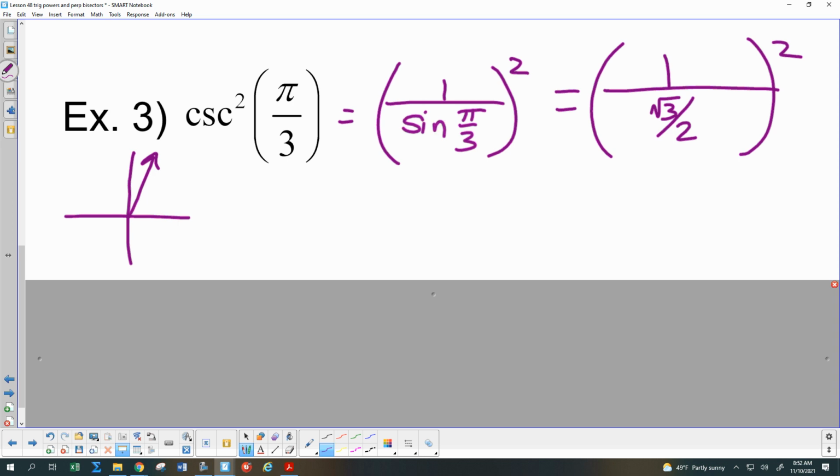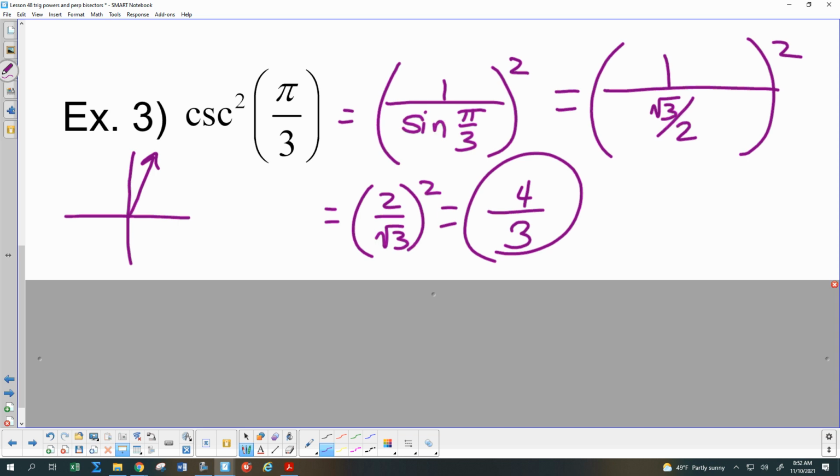1 over means I'm taking the reciprocal, so flip it. 2 over root 3. Square that. 2 times 2 is 4. Root 3 squared is 3, and we have 4/3. Thumbs up, thumbs down. How are we doing with this?